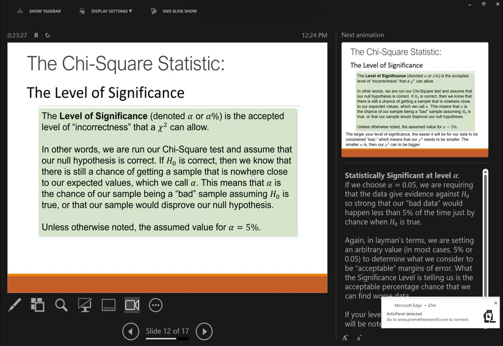Now, if you're doing medical testing, there the level of significance you probably want is much, much lower because somebody's health or well-being or potentially their life is at stake due to that, right? Everybody's okay?